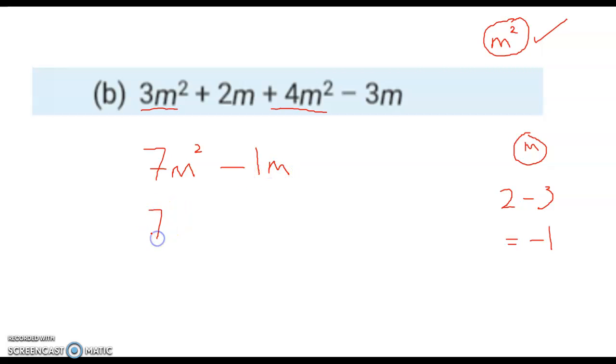And the complete correct answer for that one would be 7m squared. And of course the 1 is implied in maths, so you just say minus m there to finish it off. So that's part B done.